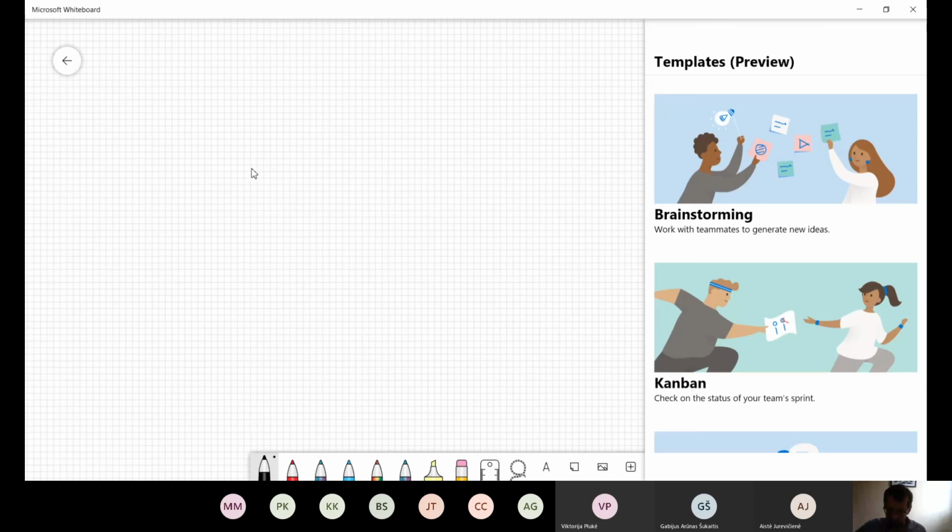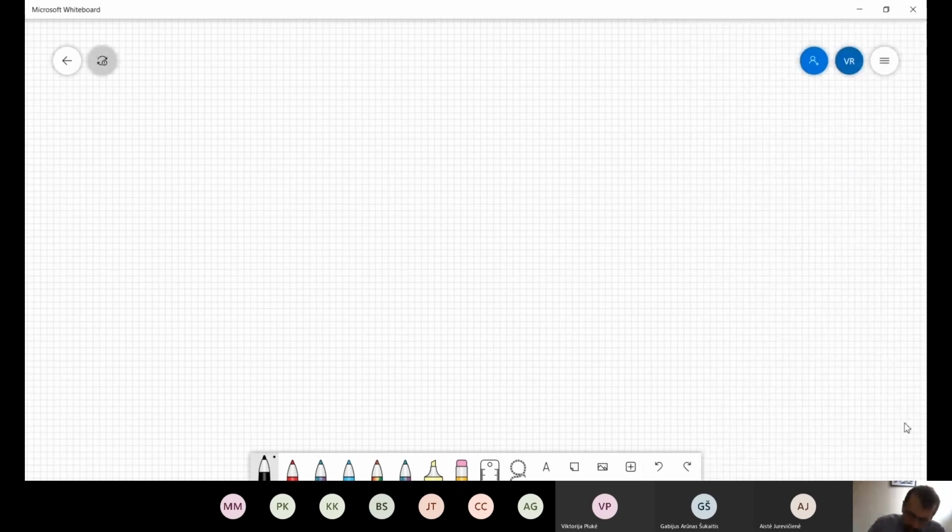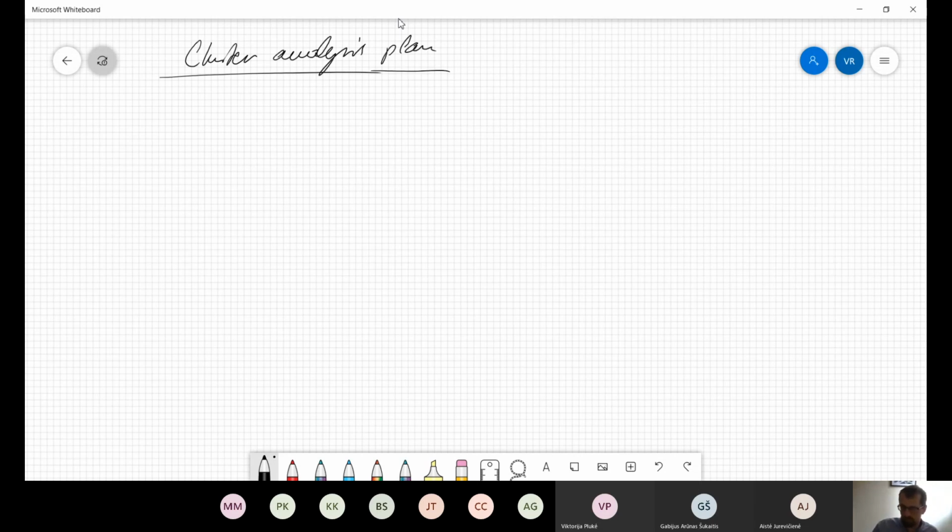Okay, I will open a new whiteboard, and basically this would be my poor man's plan for cluster analysis. So let's put this: the cluster analysis plan. You are not required to stick to this, but anyway, this is what I would normally require.